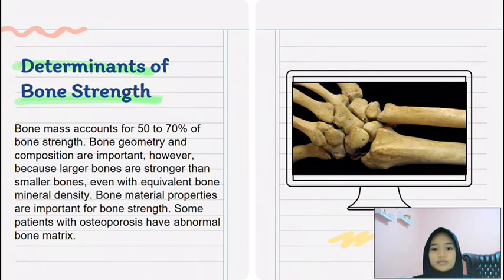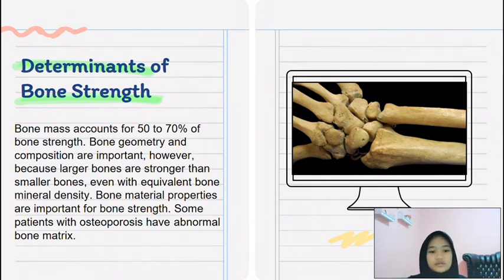The amount and proportion of trabecular and cortical bone at a given skeletal site affect bone strength independently. Bone material properties are important to bone strength. Some patients with osteoporosis have abnormal bone matrix. Mutations in certain proteins may cause bone weakness. Bone strength can be affected by osteomalacia, fluoride therapy, or hypermineralization states. Bone microstructure affects bone strength also.